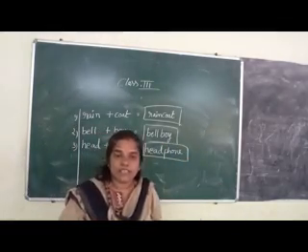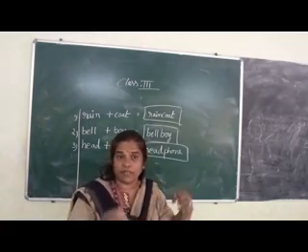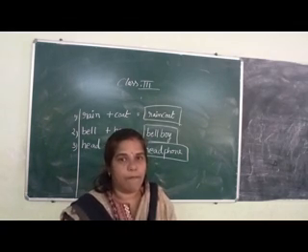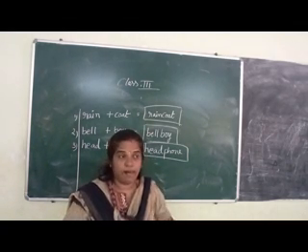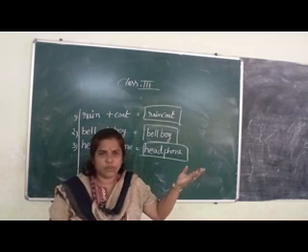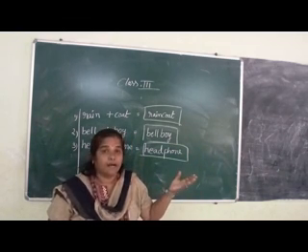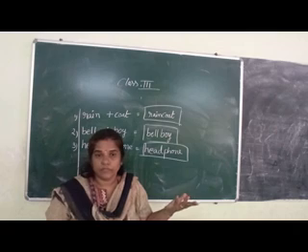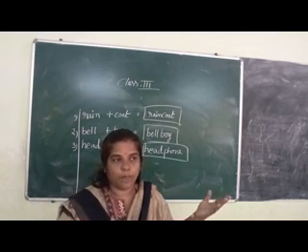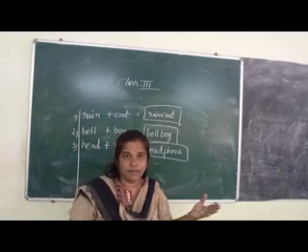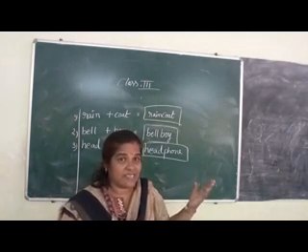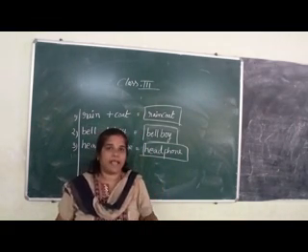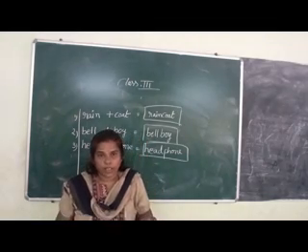When two different words come together near each other and make a new word, it is a compound noun. For example, you can also say so many things. Come on, tell me. Road plus... tooth plus paste, toothpaste. Hand plus bag, handbag, okay.